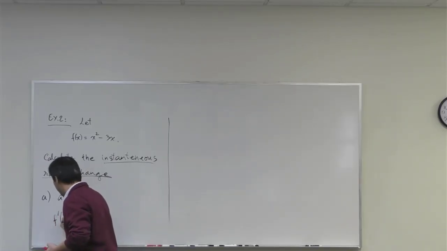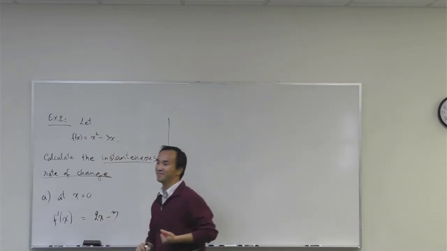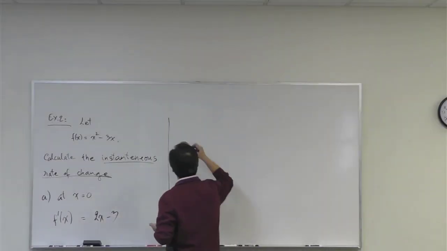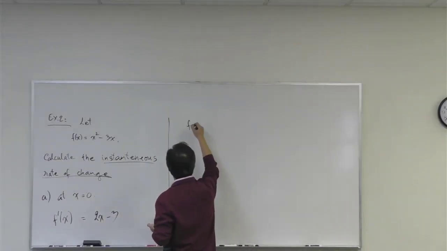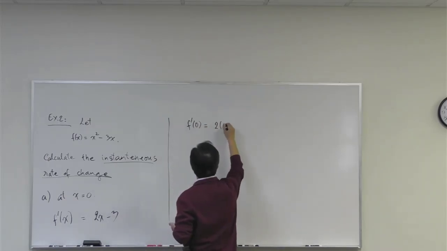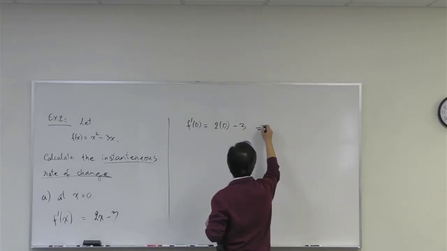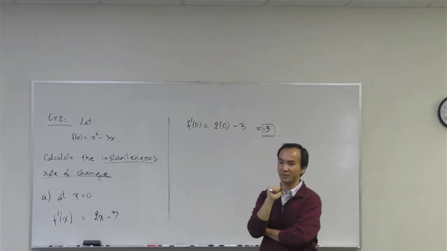We're going to take the derivative. See what I'm saying there? And the derivative will come out easily just being 2x minus 3. So now in that way, f prime of 0 will come out just 2 times 0 minus 3. That's what you get. Negative 3. That's our instantaneous rate of change.